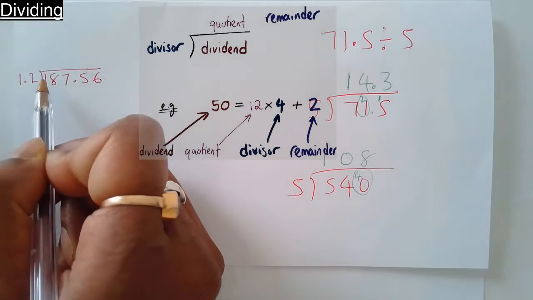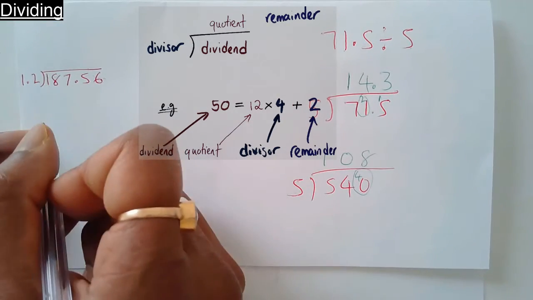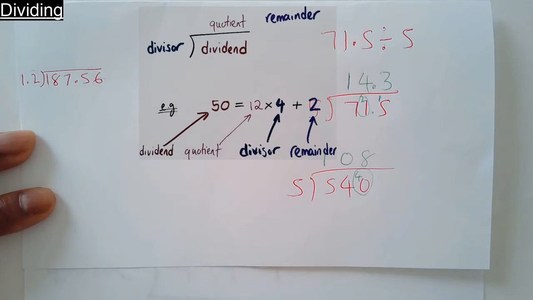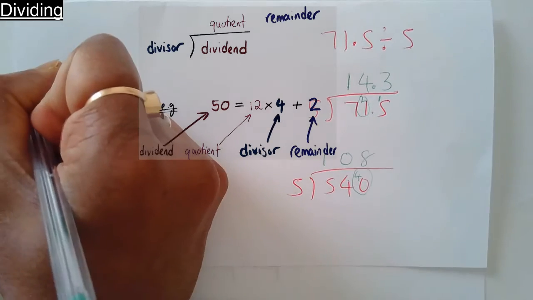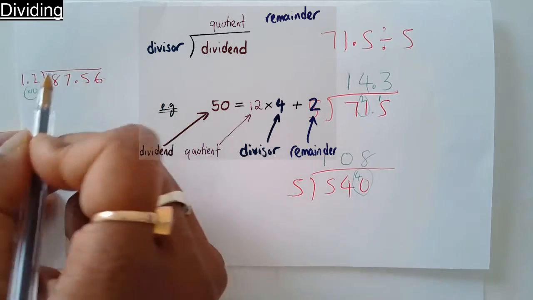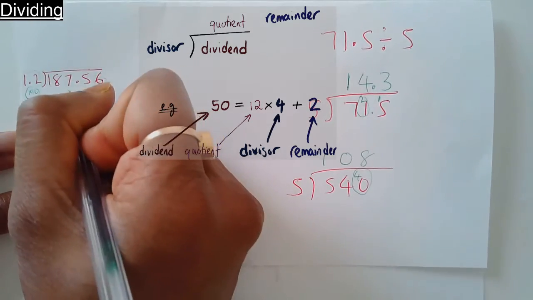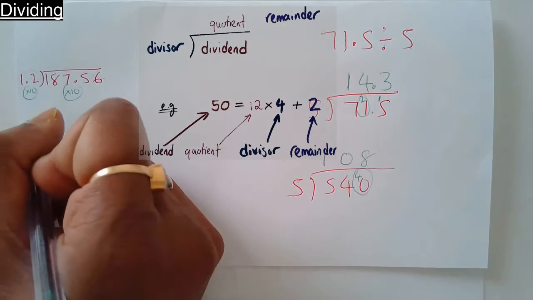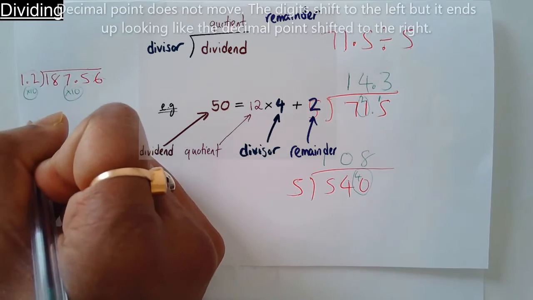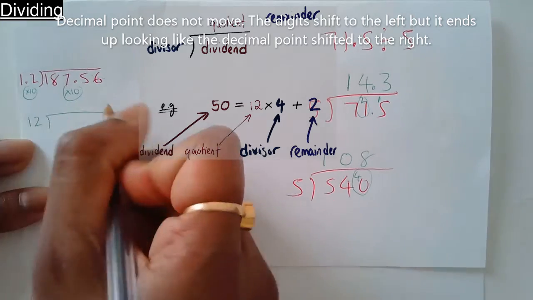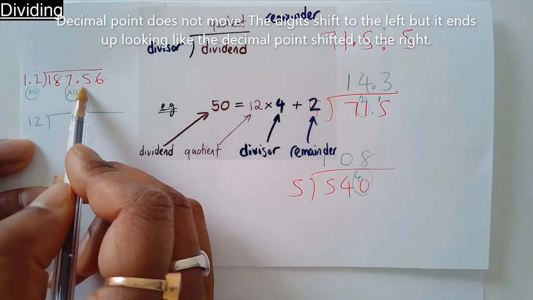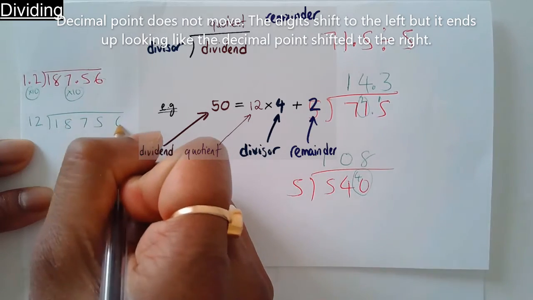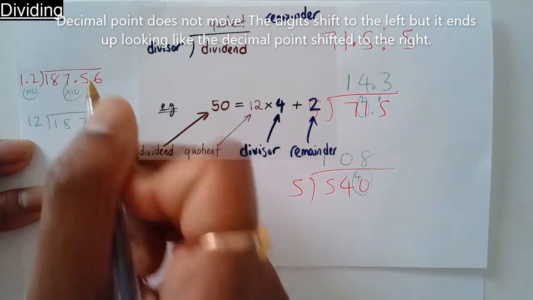what I like. So what I can do is make that into a whole number, and for that to happen I need to multiply by 10, and to keep it balanced I need to multiply this side by 10 as well. So 1.2 times 10, move the decimal point one place to the right, becomes 12. Times by 10, the decimal point moves one place to the right. There, the decimal point moves between 5 and 6.